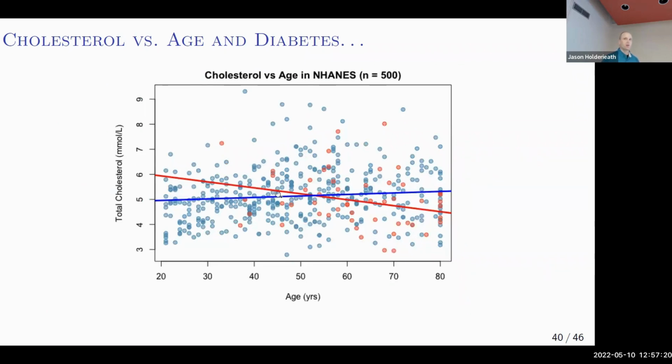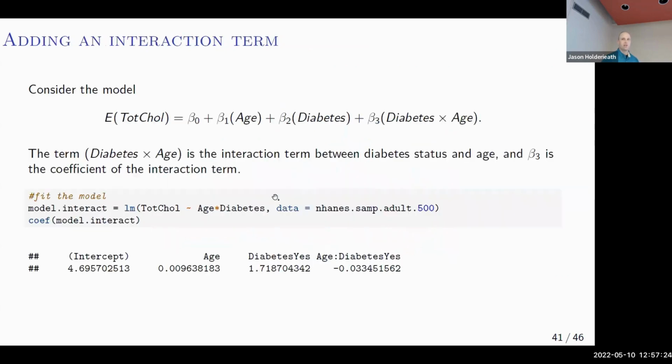But you get there with an interaction effect. So we're going to need to have an interaction on diabetes times age. We're going to have a dummy variable of diabetes again, and it's going to be multiplied by our age variable. So this slope will only change for those with diabetes.